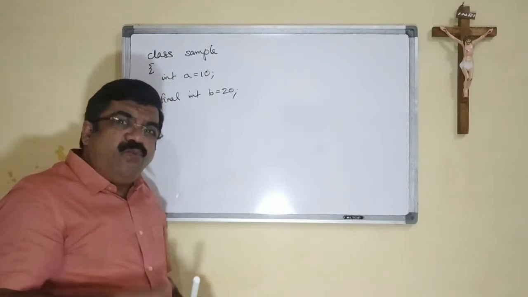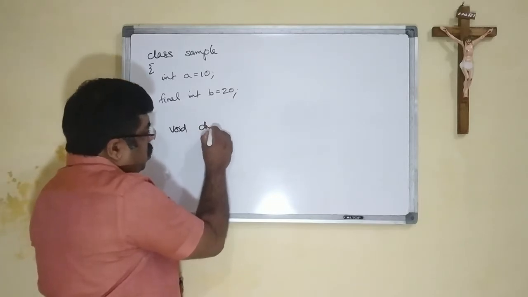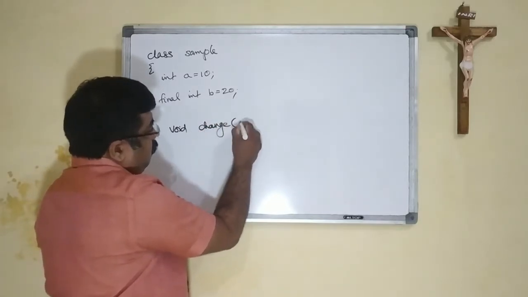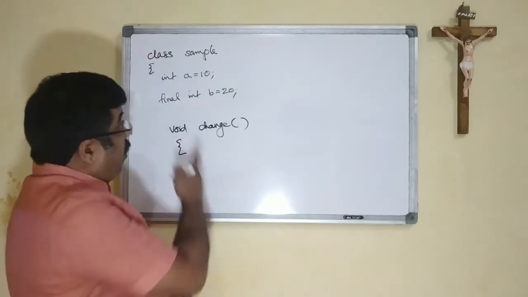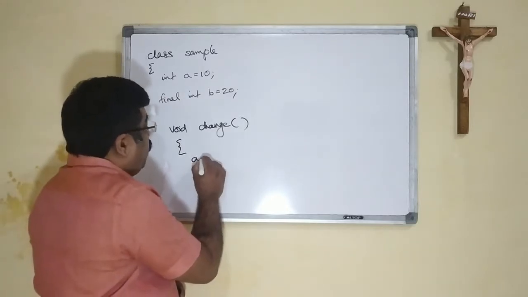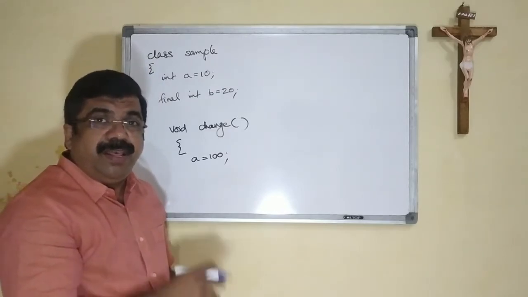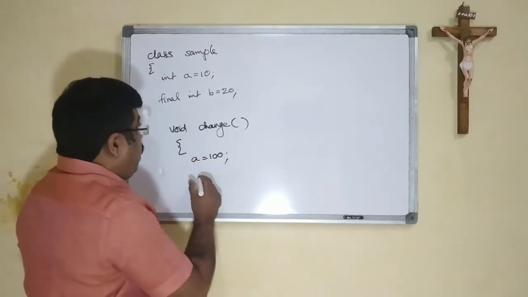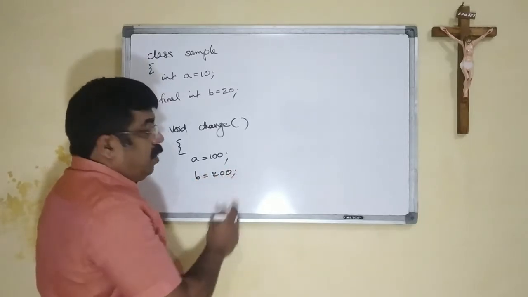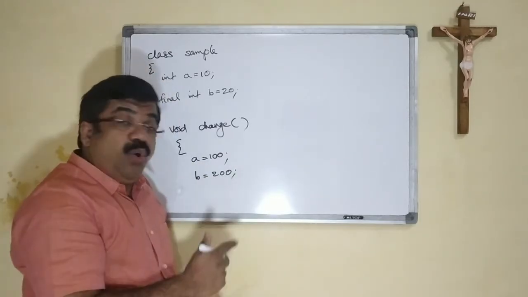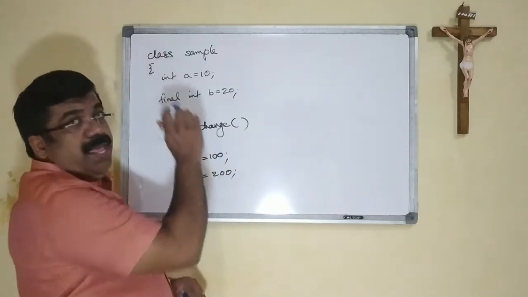Now let's see one function, one method, one demo method, void change. Within this, I am trying to modify the variable a. a = 100. Modified. Next, I will be giving b = 200. Trying to modify the variable b, which is declared as a constant.